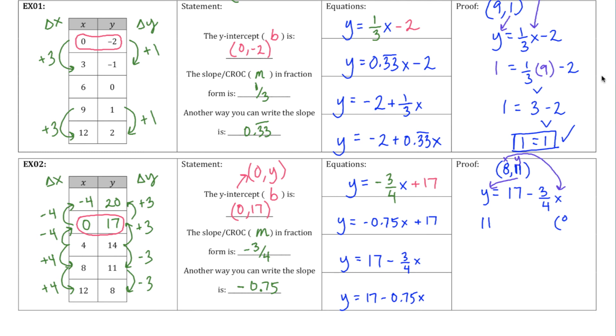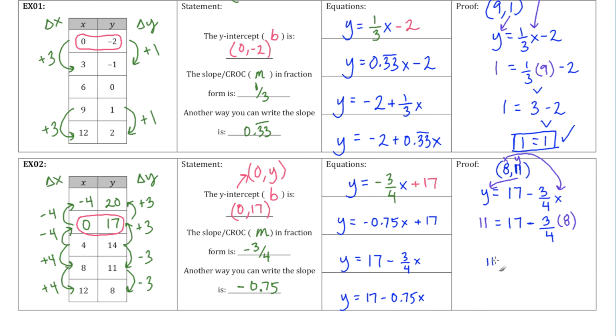You know what? I'll put that in purple. Not that it makes too much of a difference because we can't really see it that well. But just in case it helps. So 11 equals 17 minus 3 over 4 times 8.